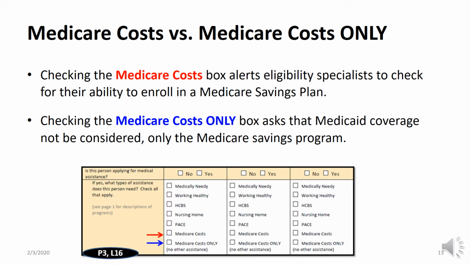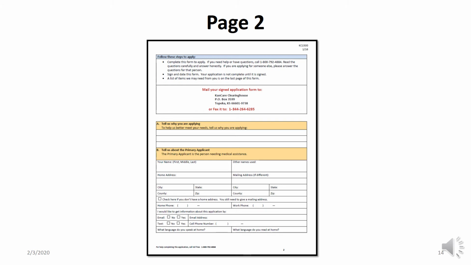But if you only want help with your Medicare costs and nothing else, then you can check the Medicare costs only box. But if you're going to do that, there is a much shorter application called the Medicare Savings Program that's only about 3 pages, I believe, to fill out, which is much smaller than the regular KanCare application. So if you only want help with your Medicare premiums, I would look into the Medicare Savings Program application. We're now starting page 2 of the KanCare application for the elderly and persons with disabilities.